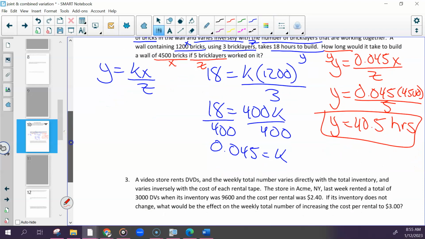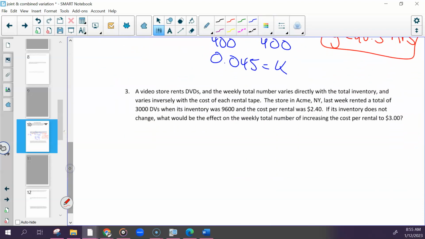Let's try number 3. A video store rents DVDs. The weekly total number varies directly with the total inventory and varies inversely with the cost of each rental tape. So again, you can make up your own variables. You can just use Y, X, and Z. Again, it doesn't matter. If they give you variables, use those variables. So whatever comes first would be like your Y, or you can call it W, T, N, whatever.